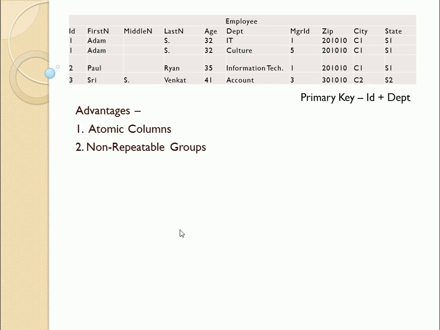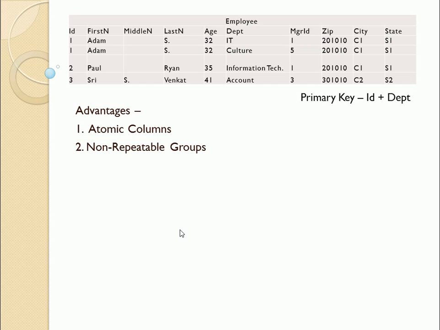The second thing is we can't have repeatable column groups. Suppose we want to keep department 1 and department 2 in our table schema, then that is not allowed in first normal form. So these two advantages, atomic columns and non-repeatable column groups, help our table to be more searchable. So now, why are we looking for second normal form then?